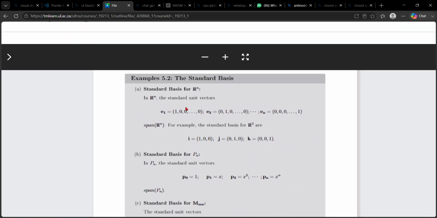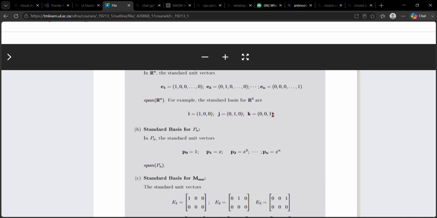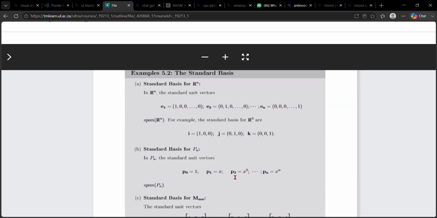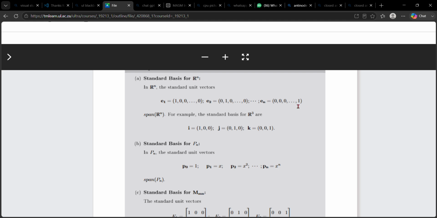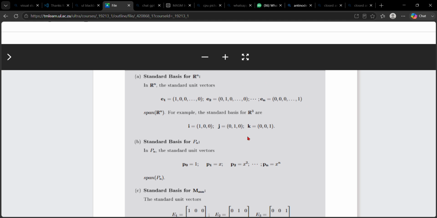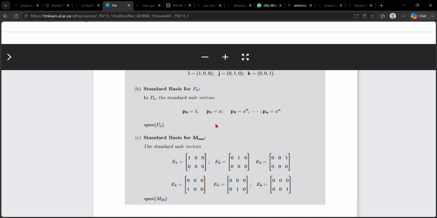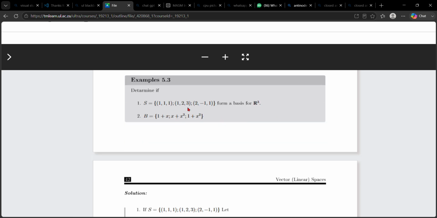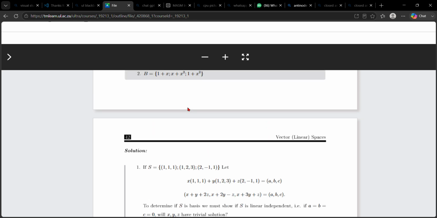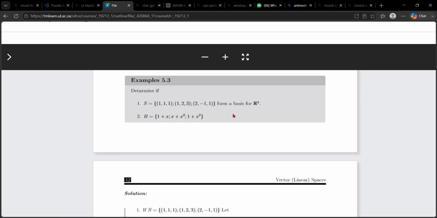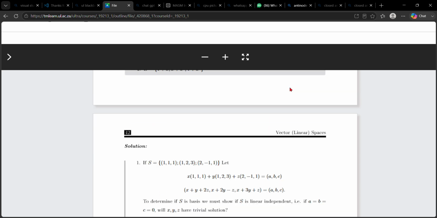A standard basis e1, e2 up to en. These are standard basis of Rn. So we also have a standard basis of R3. They will be in this form. Then this is an example. You are given this, and then they say this will form a basis of R3.